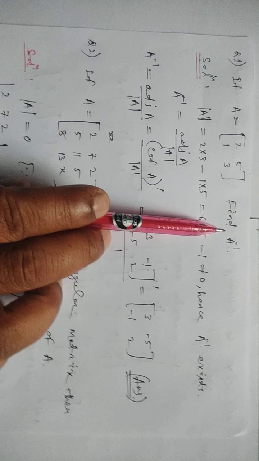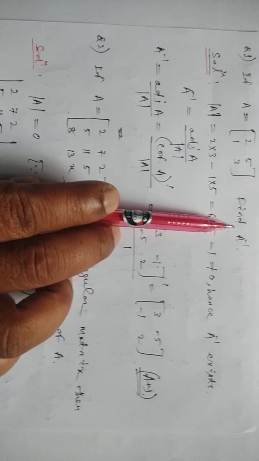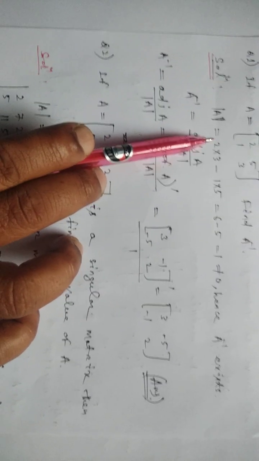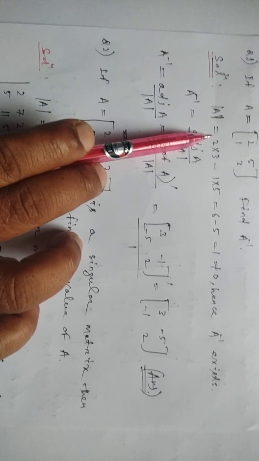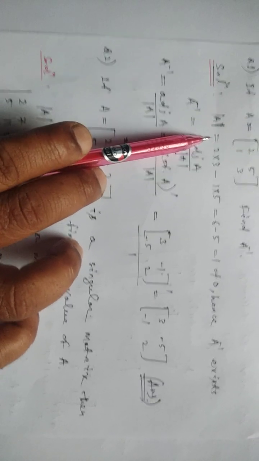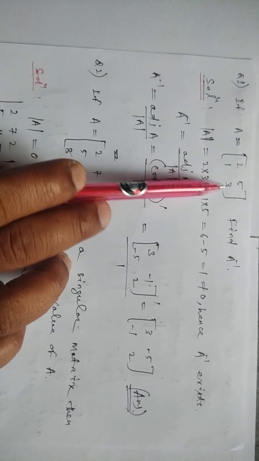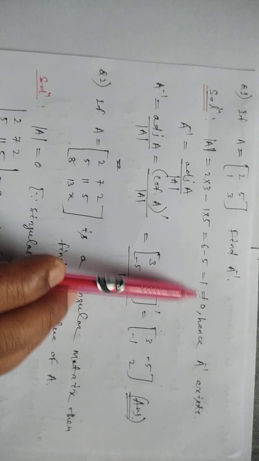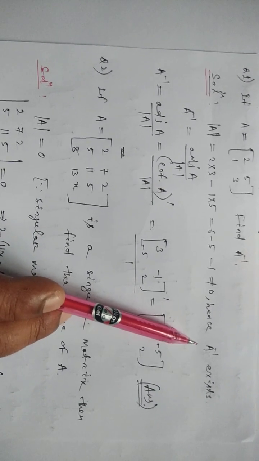So first thing is, when we are going to calculate the inverse of a matrix, its inverse will exist or not. First we have to check its modulus, means mod of that matrix. If mod of that matrix is not equal to 0, we can say that its inverse exists. So how can we calculate the mod? 2 into 3 minus 1 into 5, that is 6 minus 5 is 1, which is not equal to 0. That means inverse of this matrix exists.